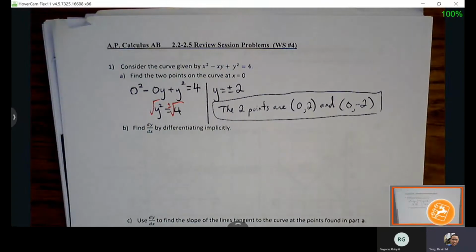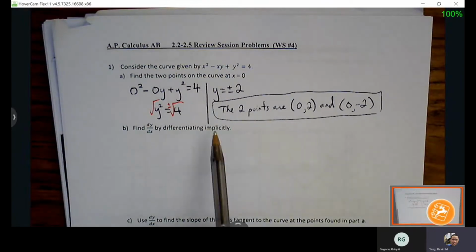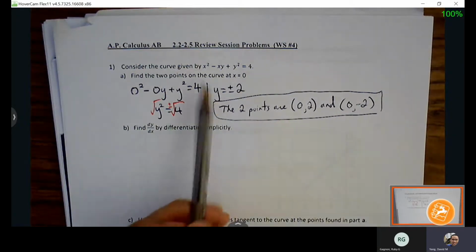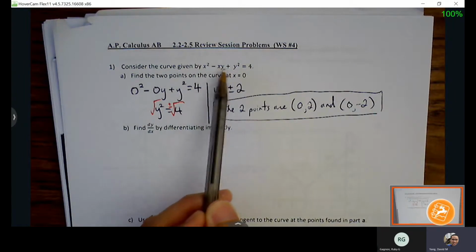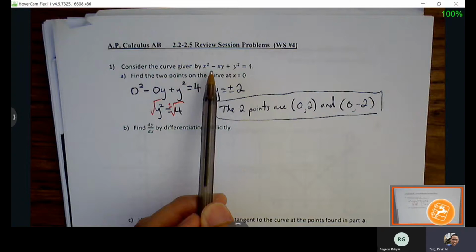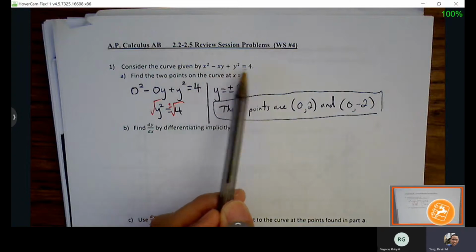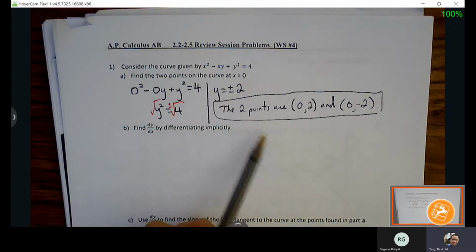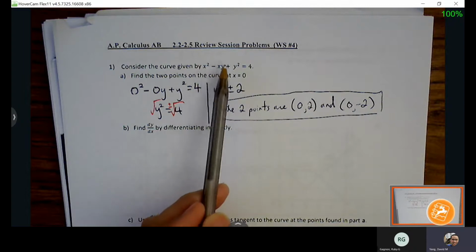Okay, part B, find the derivative by differentiating implicitly. Even if the direction didn't say implicitly, we should be able to look at this problem and recognize this is implicit differentiation. You see y's mixed into the equation, doesn't look like a normal function, right? And there's something else. What else is needed besides implicit? Product rule, yeah, that xy, right?